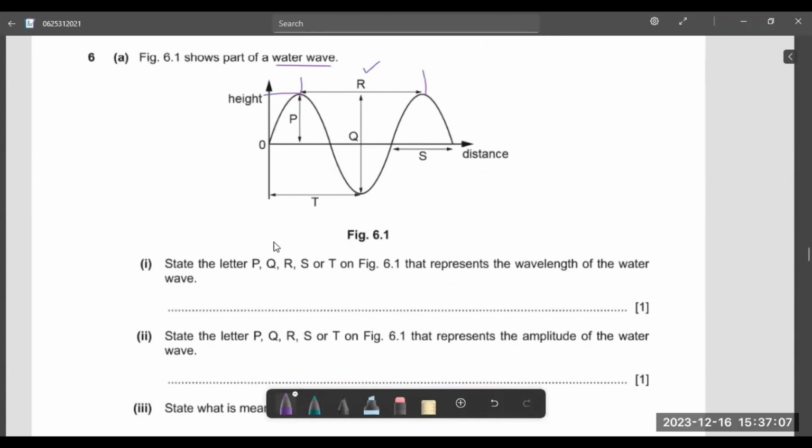State the letter P, Q, R, S or T on figure 6.1 that represents the wavelength of the water wave. Here the wavelength means from this node to this node, what is the length, that is the wavelength, that is R. State the letter P, Q, R, S or T on figure 6.1 that represents the amplitude of the water wave. So amplitude means this height, that is P.